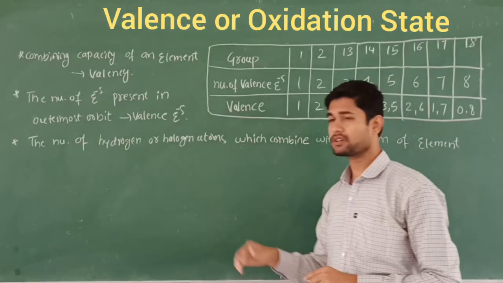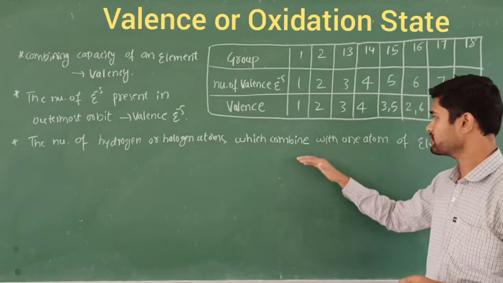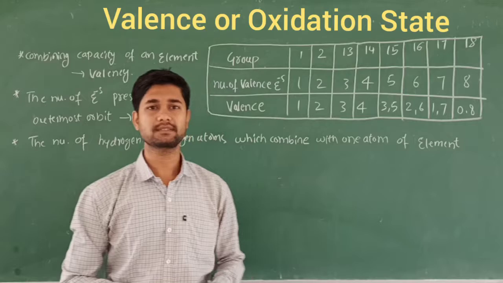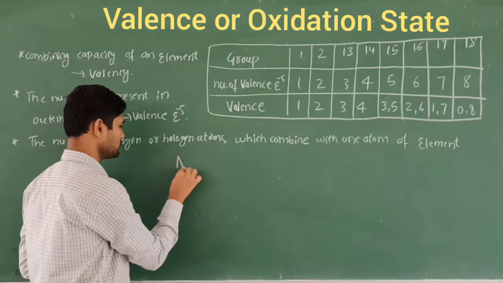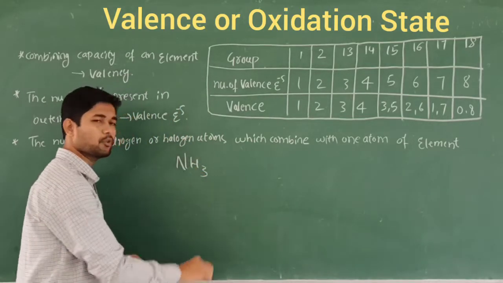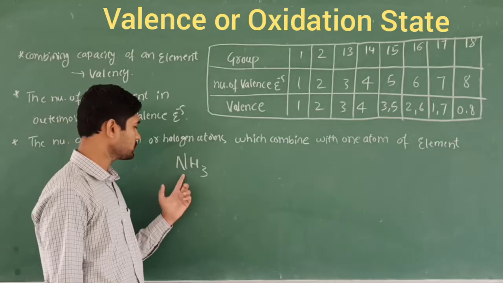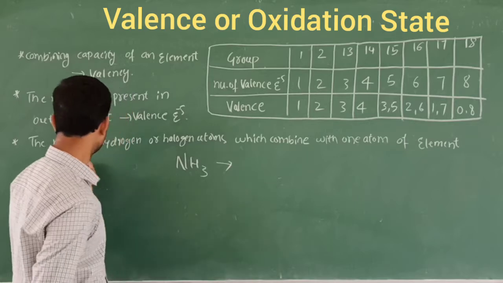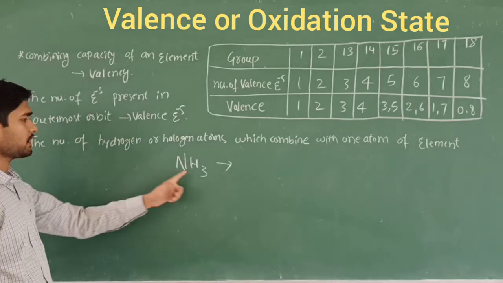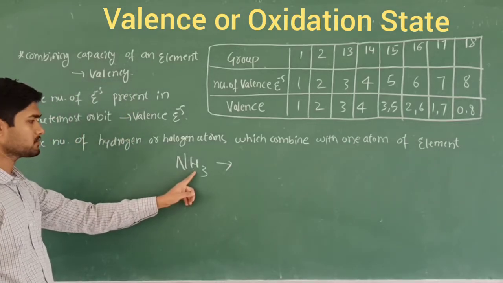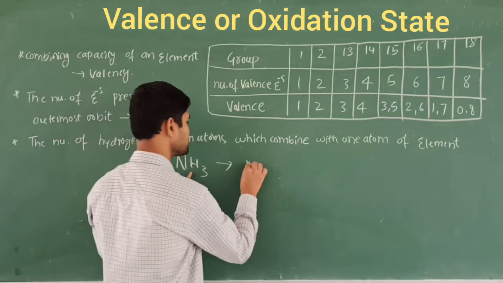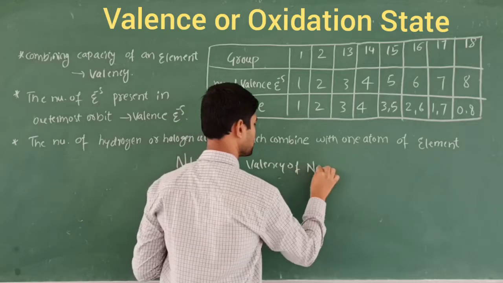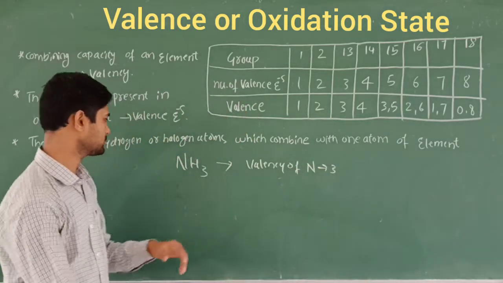The number of hydrogen or halogen atoms which combine with one atom of an element is called valence. Let's take one example, ammonia. Our aim is to find the valency of nitrogen here. According to the definition, how many hydrogen atoms are there? The number of hydrogen atoms is 3. That's why the valency of nitrogen will be 3.